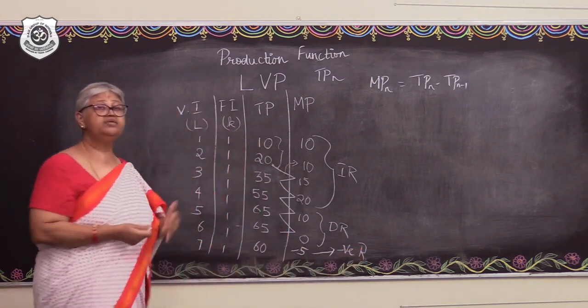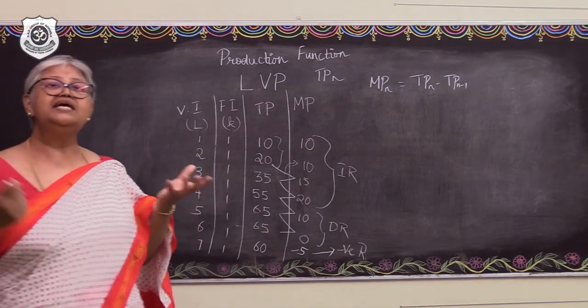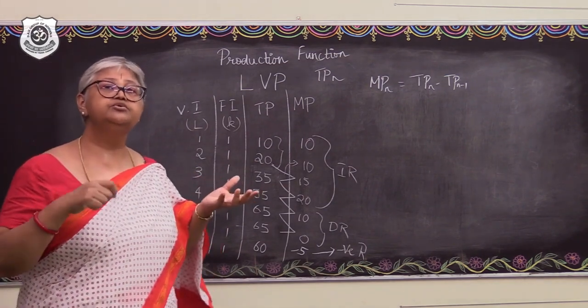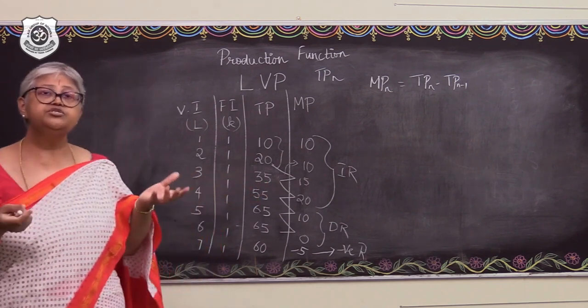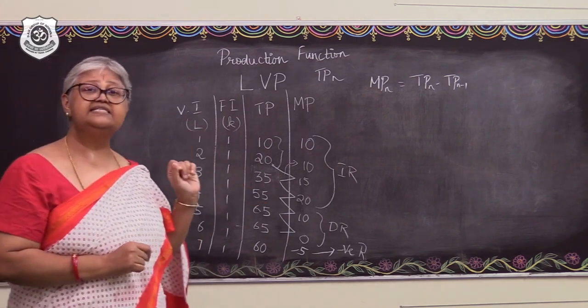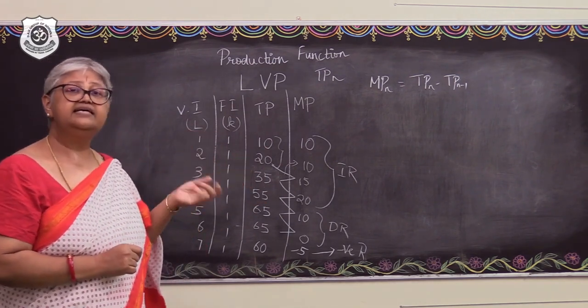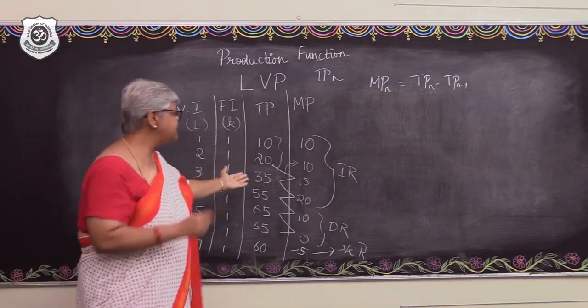Coming back to the law, what did we see? Other things remaining the same, even as the producer is going to employ more and more variable inputs, initially the firm will be enjoying increasing returns and then decreasing returns and then negative returns. Now that is what is reflected in this.